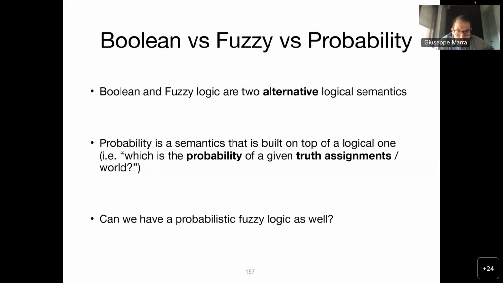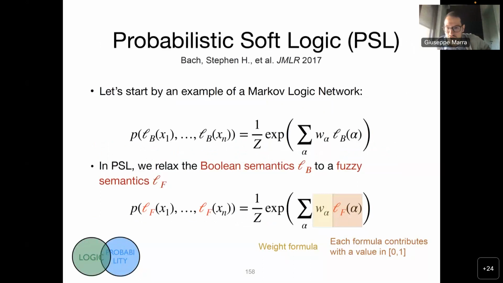So fuzzy logic and probabilistic logic actually work at two different levels. One is an alternative semantics for the logic. One is a semantics that's built on top of a logical semantics. So one may wonder, okay, but can we use probabilistic logic over fuzzy logic? And of course we can, and there is another model that is very well known, called probabilistic soft logic, that is simply an extension of Markov logic to a fuzzy semantics. So the idea here is, instead of having formulas that are interpreted in Boolean logic, you interpret them in fuzzy logic.